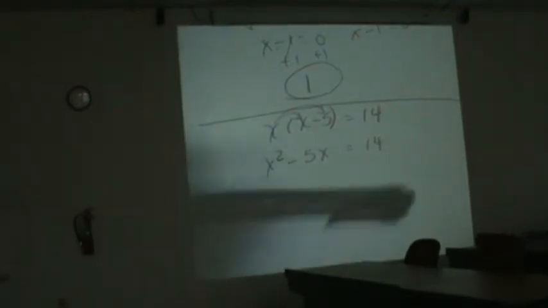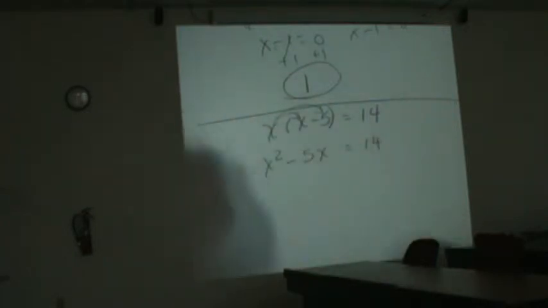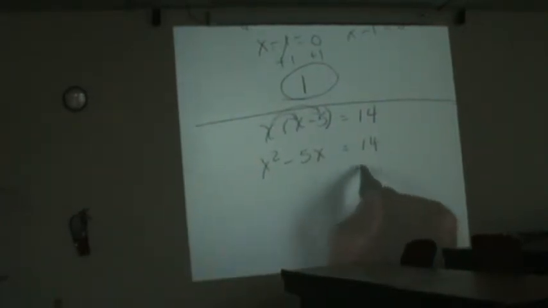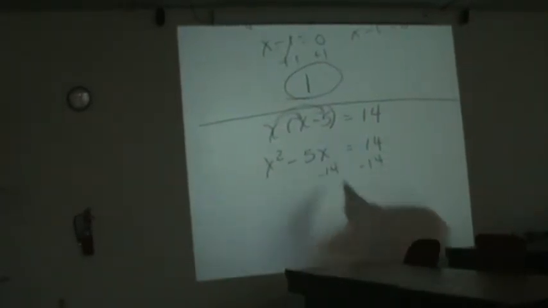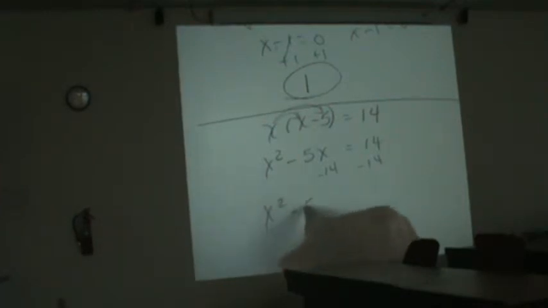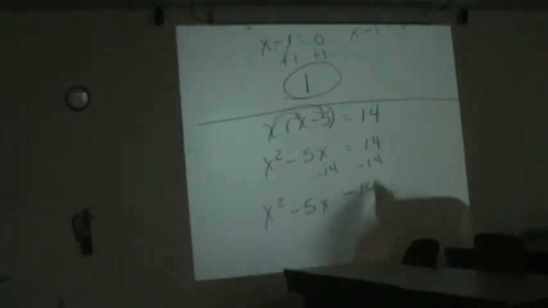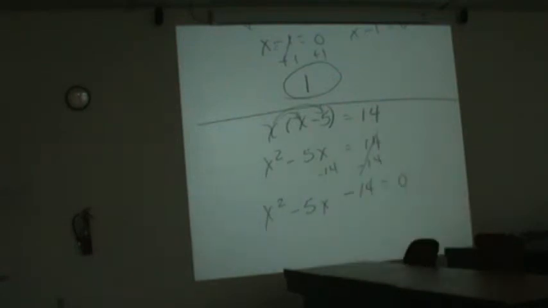How many of you would have just said, well, what we'll do is we'll put x equals 14 and x minus 5 equals 14? That's what you might have thought you should do, but make sure you don't do that, okay? Okay, so we're going to subtract 14 now. X squared minus 5x minus 14 equals 0, right?